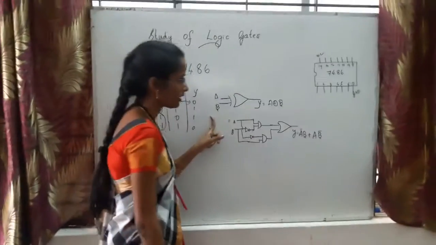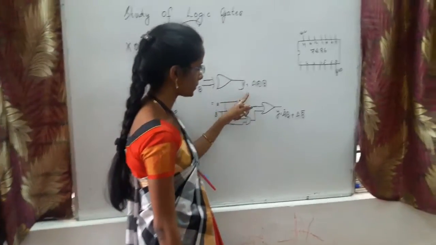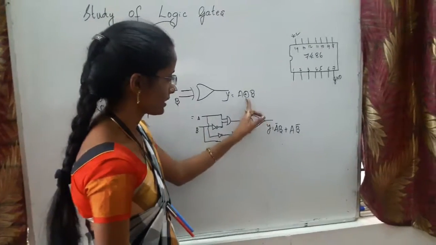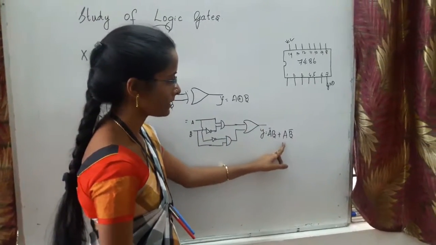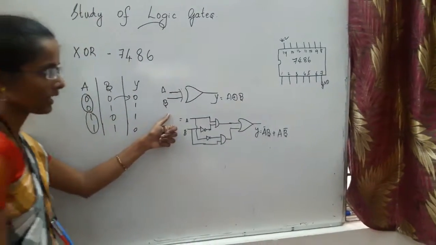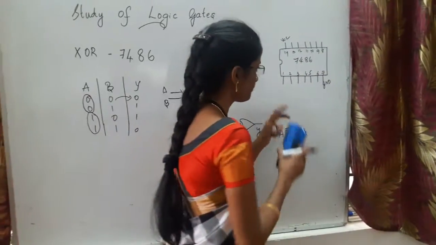This is the symbol of XOR gate, Y equal to A XOR B. This is the complete diagram. This is equivalent to A complement B plus A B complement. It is a 2-input gate. This is a pin diagram.